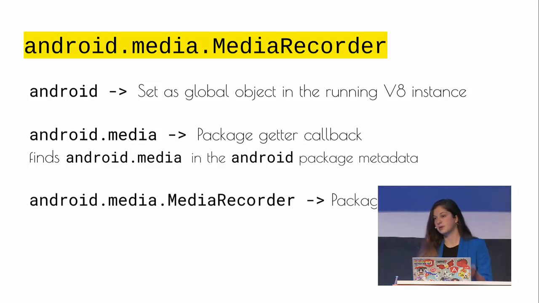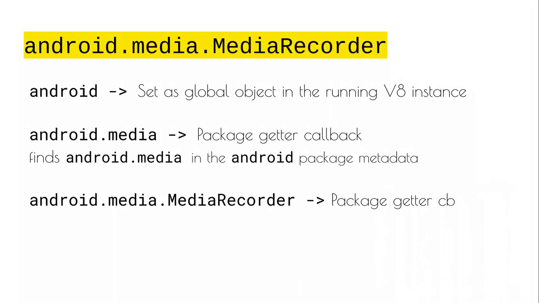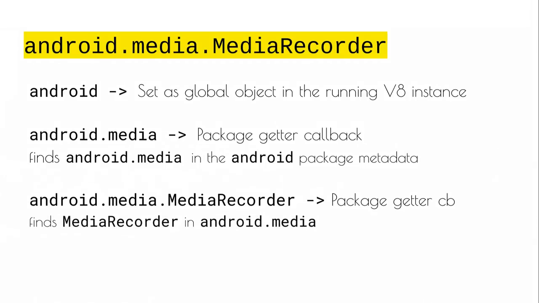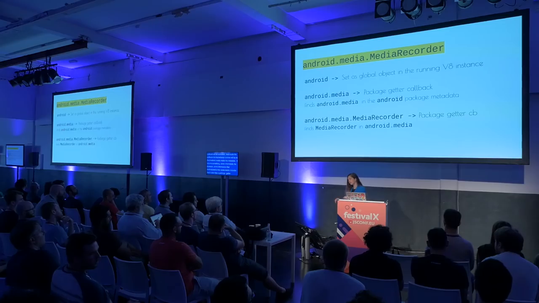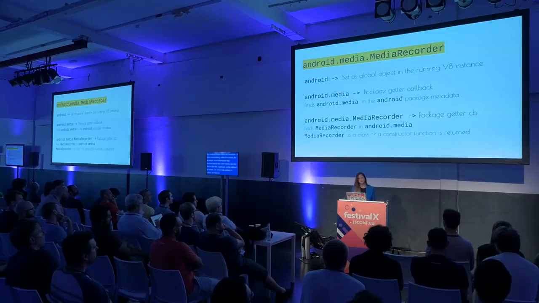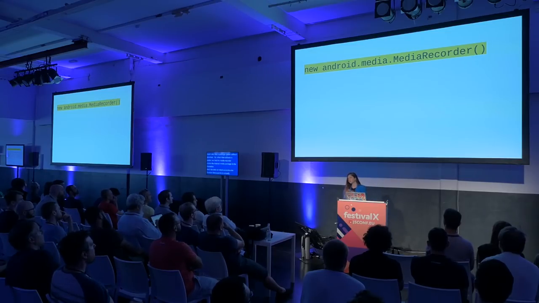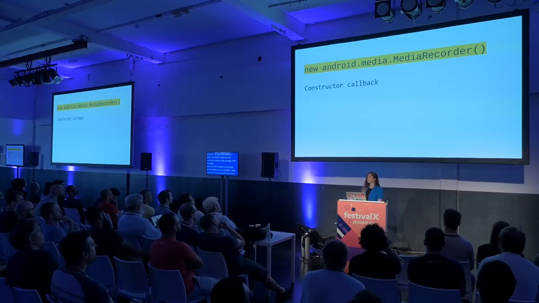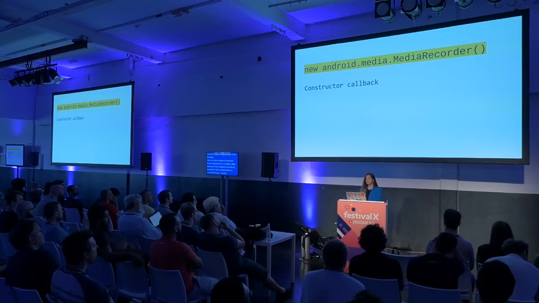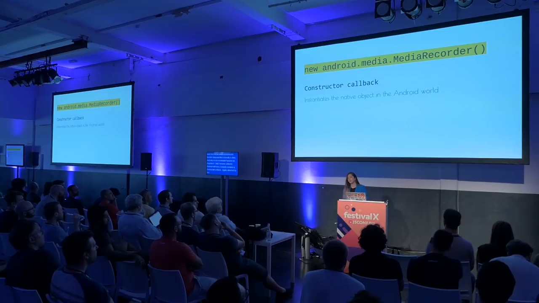It returns some information, for example, information that android.media has some MediaRecorder. And it also has a package getter callback attached. So when that callback is called, we find the MediaRecorder inside the android.media package in the metadata. And this time, we return a constructor function, because this is actually a class. And why is that constructor function so important? Well, because when it's invoked with new, it actually contains a constructor callback, again attached by the NativeScript runtime. And this is where the actual magic happens.